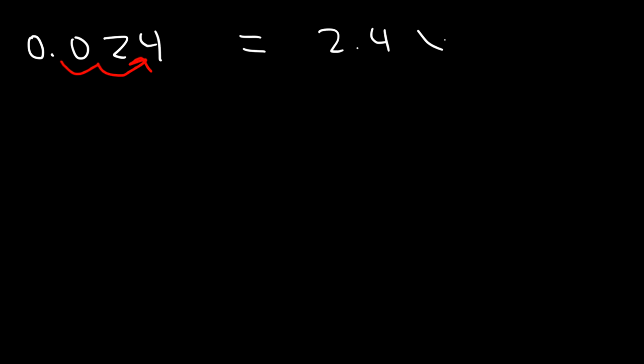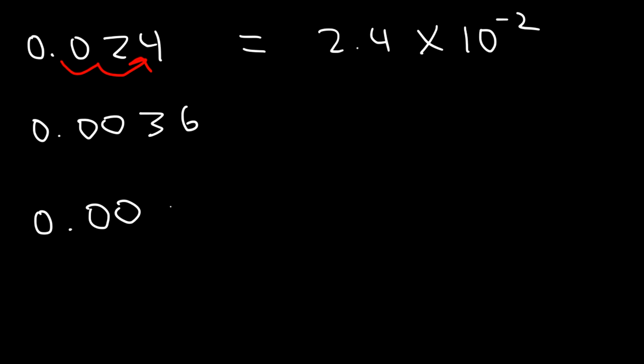Now let's try some examples with very small numbers. Let's say if we have 0.024. We need to move the decimal point between the first two non-zero numbers. So we got to move it 2 units to the right. So therefore, it's going to be 2.4 times 10 to the minus 2. Now what about 0.00036 and 0.00071?